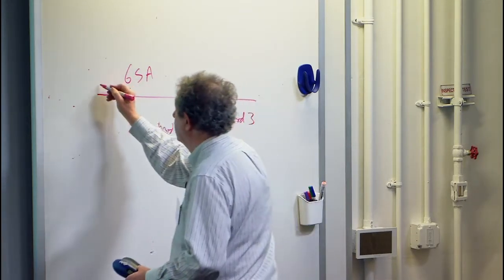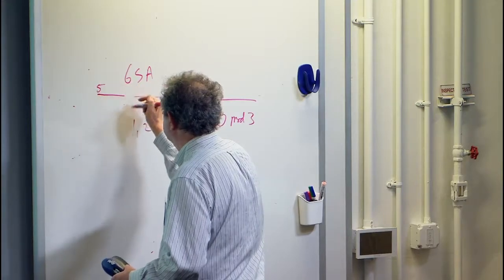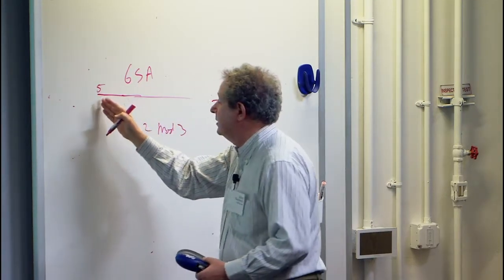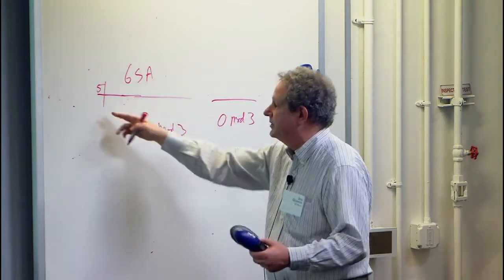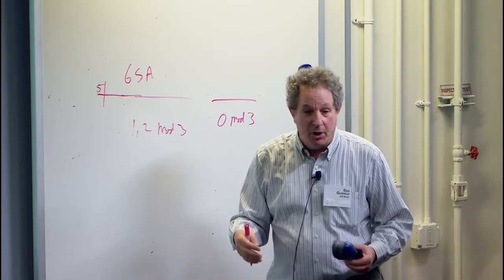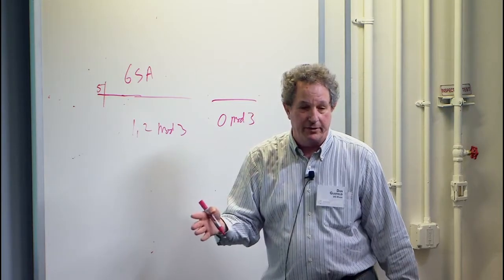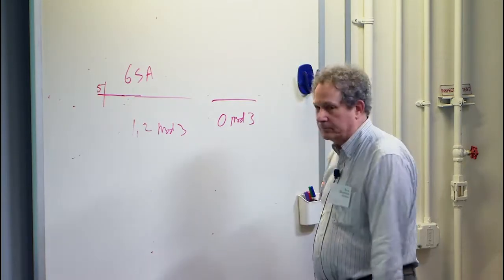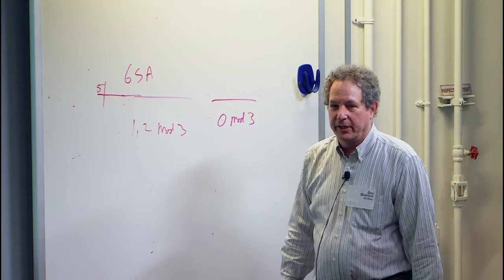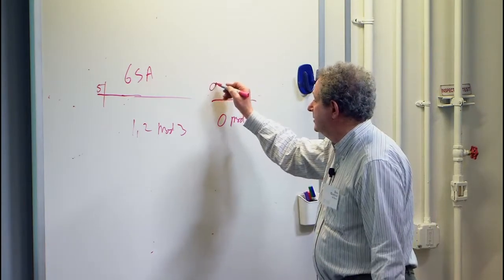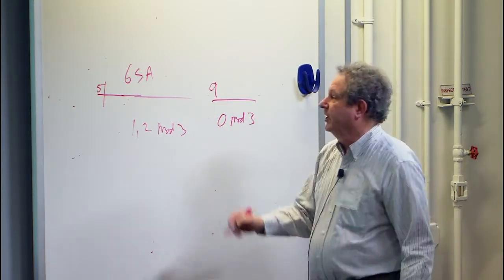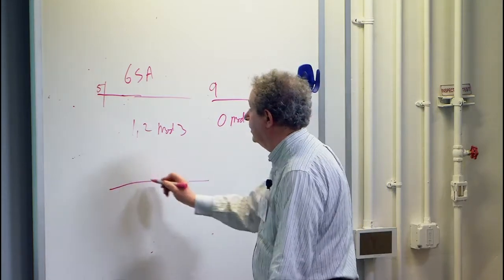Yeah, anyway, position 5. The suffix that starts at position 5 is the lexicographically smallest suffix that starts at positions 1 or 2 mod 3. And what's a 0 mod 3? 9, okay? So I'm now looking into here.